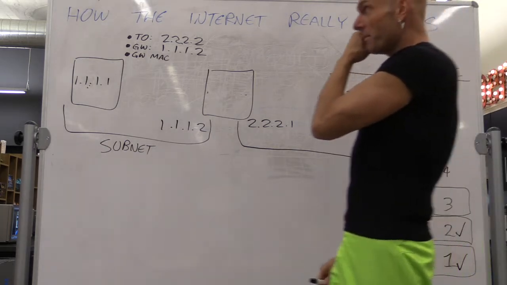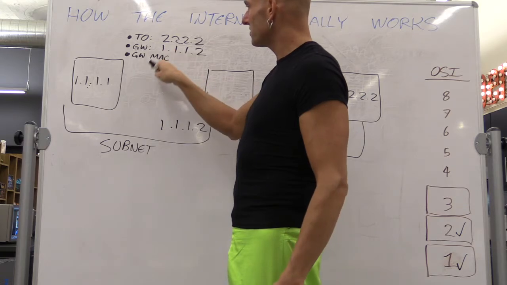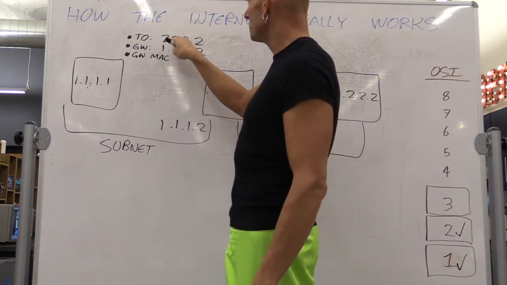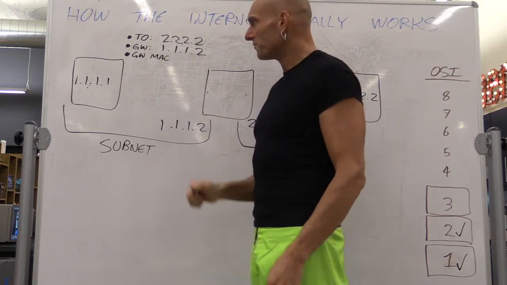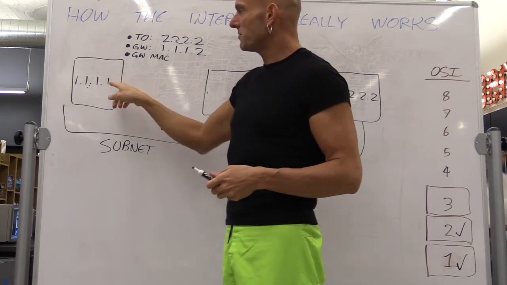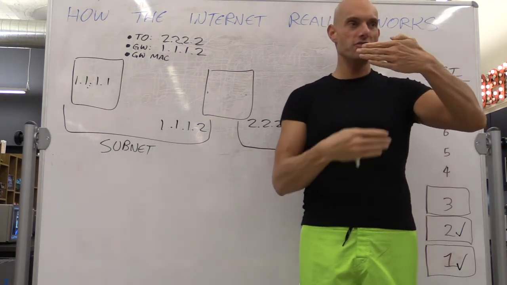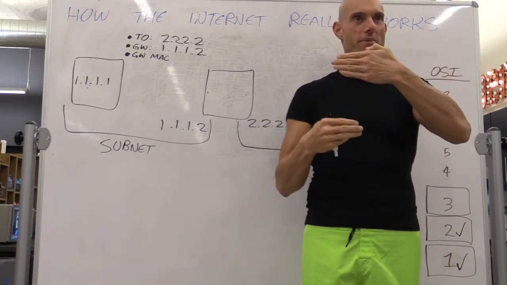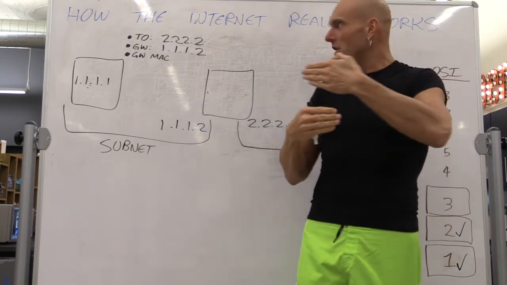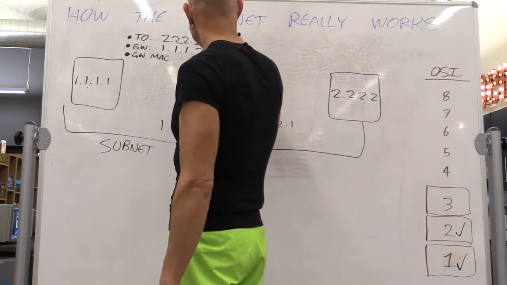So what is going to happen is, when I go to send that first packet to 2.2.2.2, the computer is going to look at the address 2.2.2.2 and say, does this fit within my subnet? How does it know its subnet? Well, it's been configured before. So it's going to look at its subnet and say, well, my subnet is, let's assume these are all /24s.